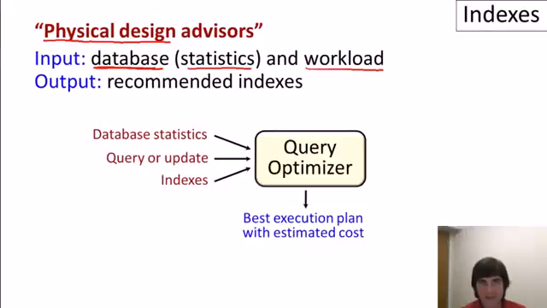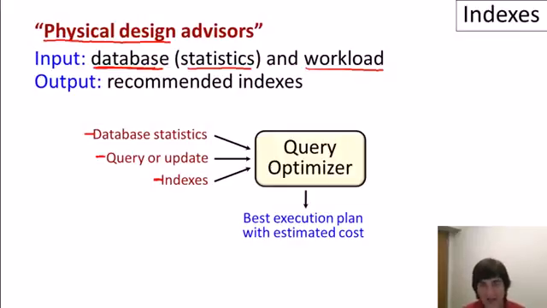Interestingly, physical design advisors rely very heavily on a component of database systems that already existed, actually one of the most important components of database systems, which is the query optimizer. That's the component that takes a query and figures out how to execute it. Specifically, it will take statistics on the database, the query to be executed or the update command, and a set of indexes that currently exist, and it will explore the various ways of actually executing the query, which indexes will be used, which order things will be done in. It estimates the cost of each one, and it spits out the estimated best execution plan with the estimated cost.